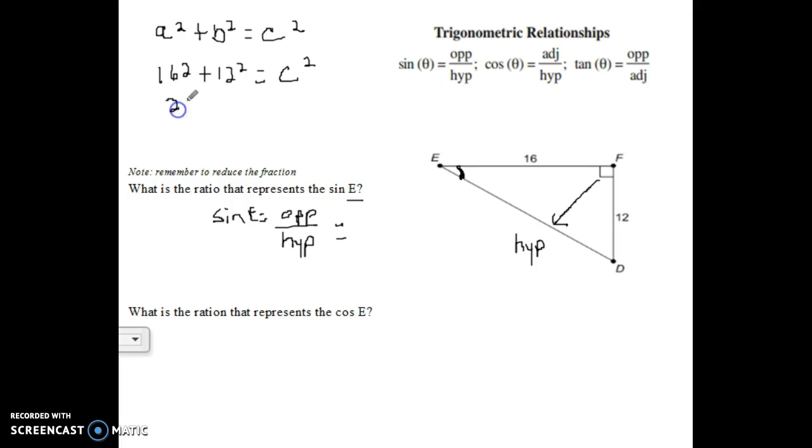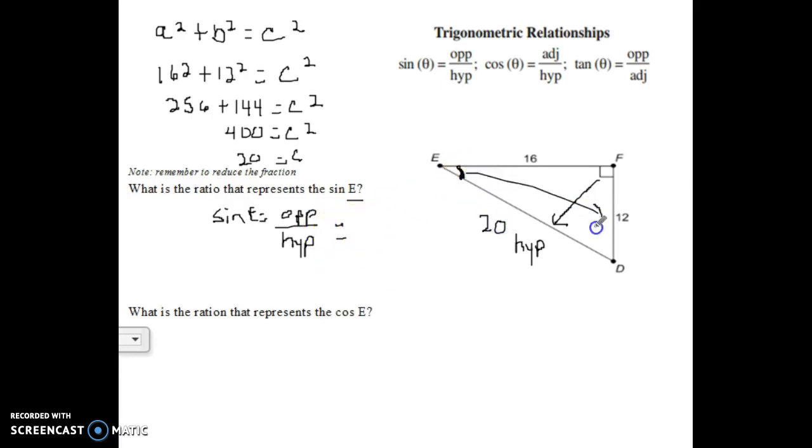So we've got 256 plus 144 is equal to c squared. So 400 is equal to c squared. Take the square root of both sides because we want c, so c is equal to 20. So now we know this side is 20. So now we have all the information.